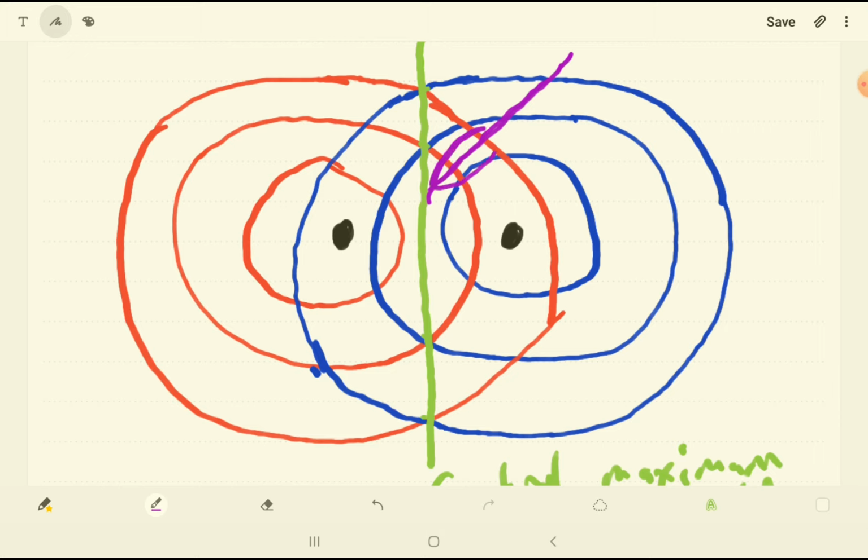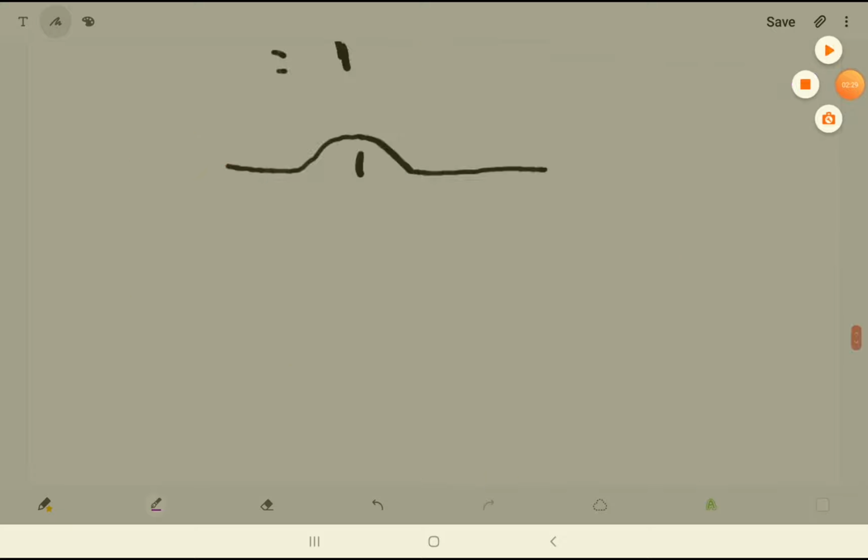If I look at this area over here, right? So this would be destructive because, yeah, the crests are meeting up with the troughs. And so you're looking at points where the crests would get canceled out by the troughs, and your overall amplitudes, just for a second, would appear to decrease at the time.